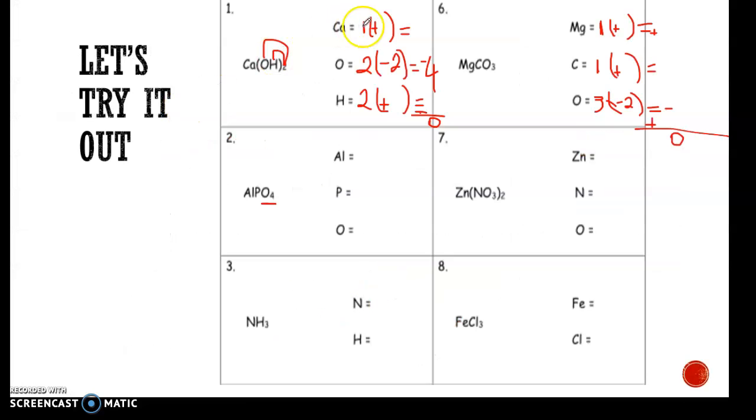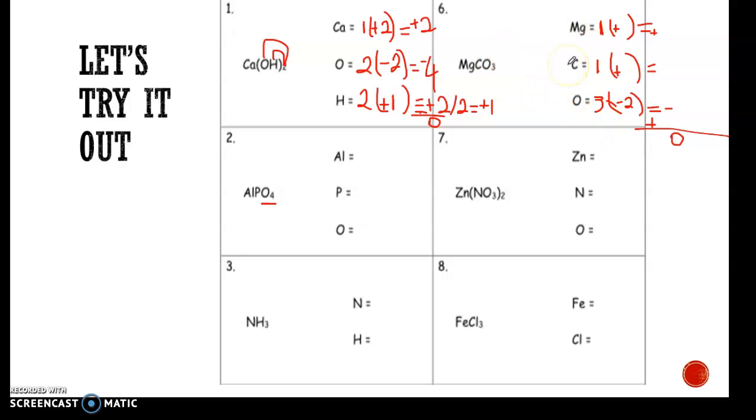So I'm going to go back here and say, well, 1 times +2 is going to give me a +2. Well, +2 plus -4 leaves us with -2. So that means H needs to equal a +2 to cancel out the -2 that's left behind. Well, +2 divided by 2 would give us +1. So that means hydrogen is going to be a +1.